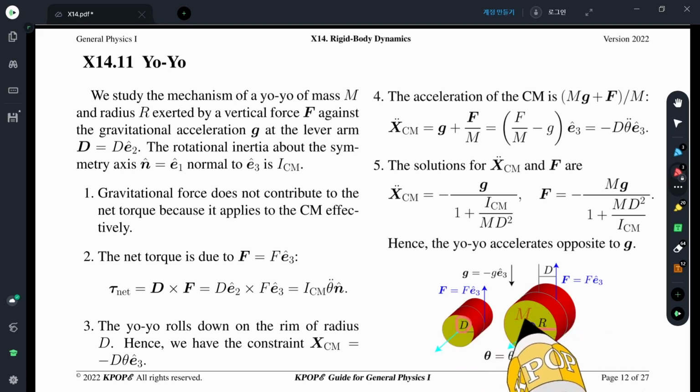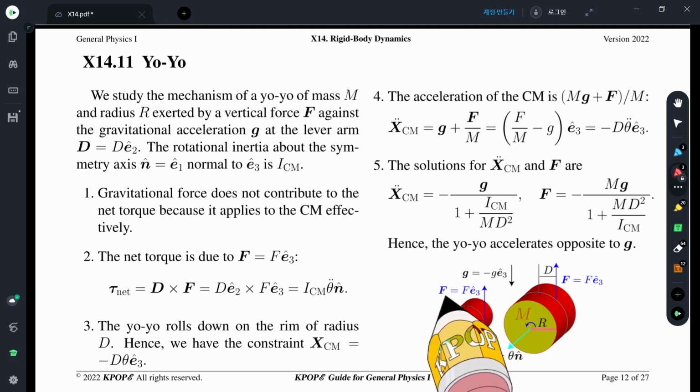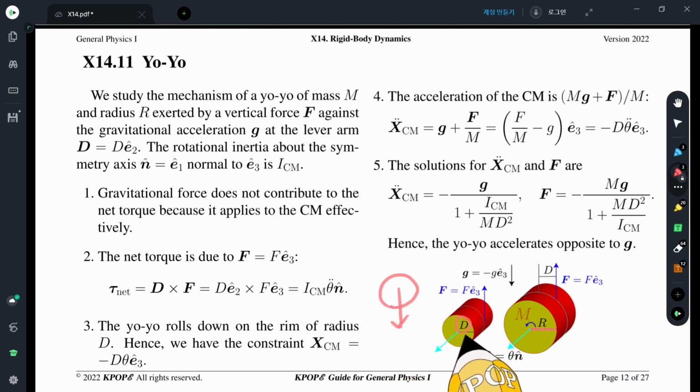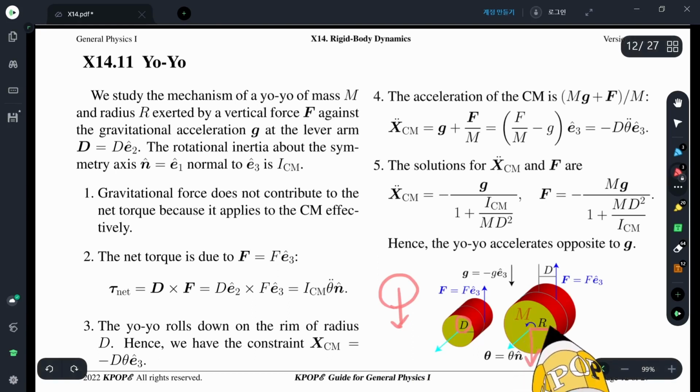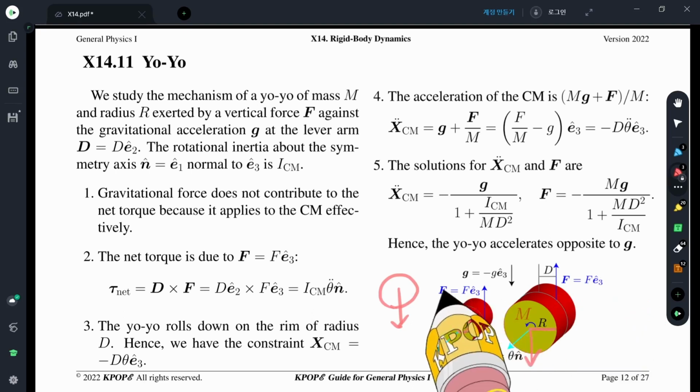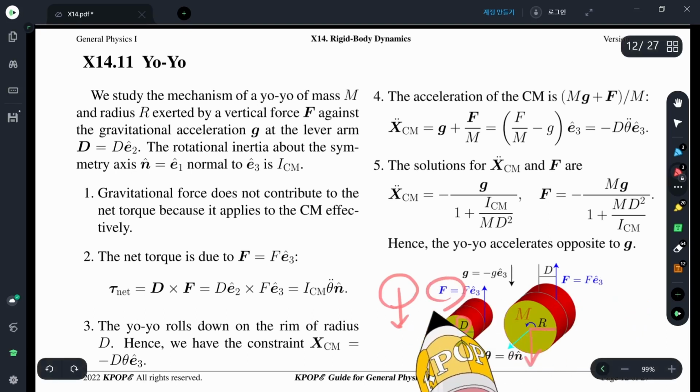The important thing here is that gravitational force is applied, and gravitational force makes this yo-yo's center of mass accelerate downward. We need a force to win the game, so we apply some force here.